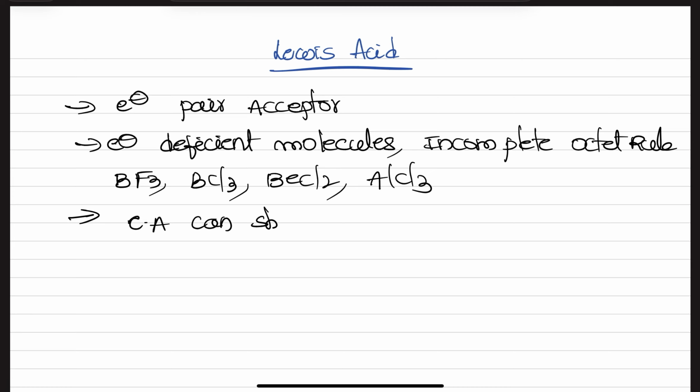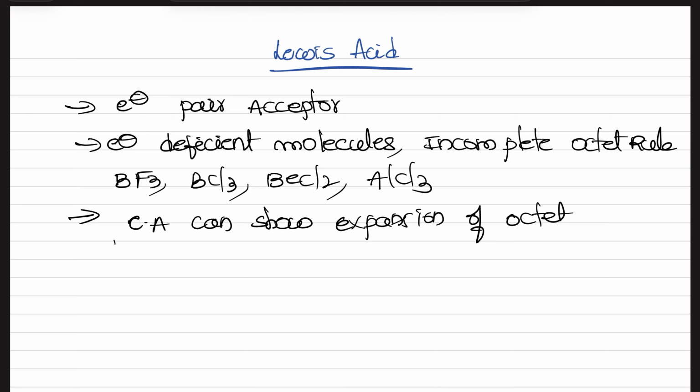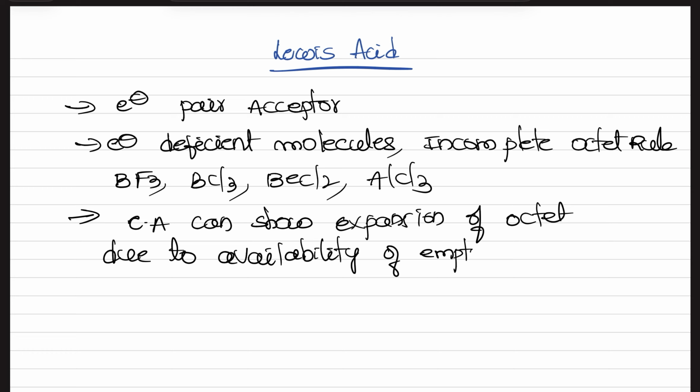Whatever molecule it is, the central atom can show Lewis acid character, but that one should show expansion of octet, more than 8 electrons in the valence shell. Why? Due to the availability of empty d orbitals. That's why they are accepting the electrons.